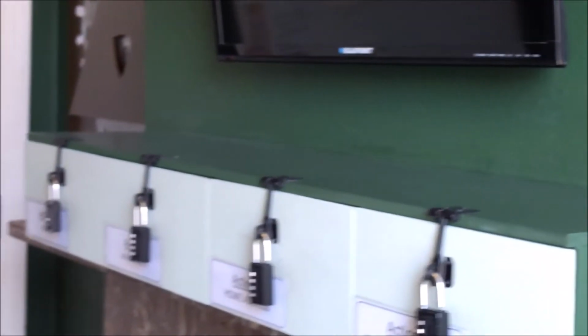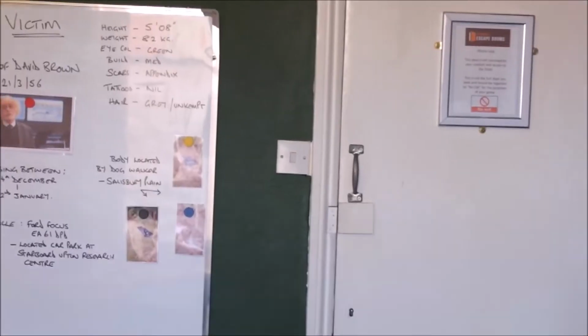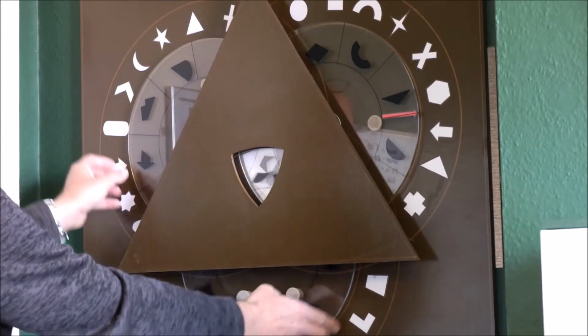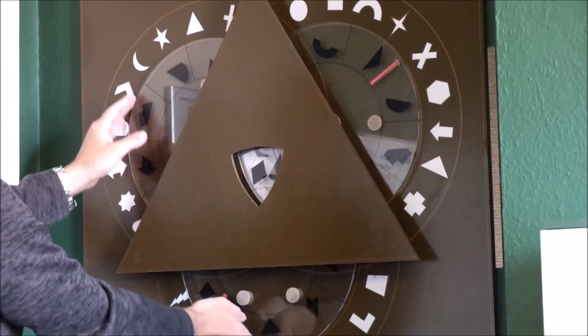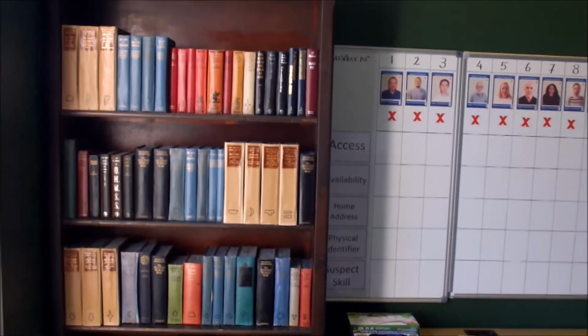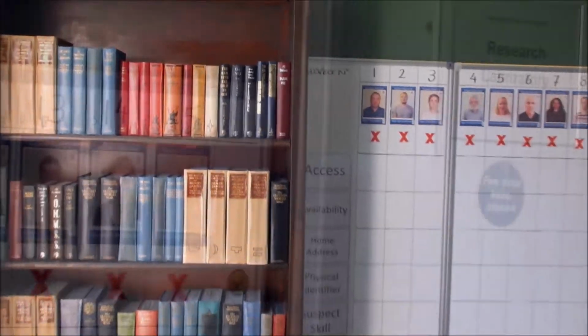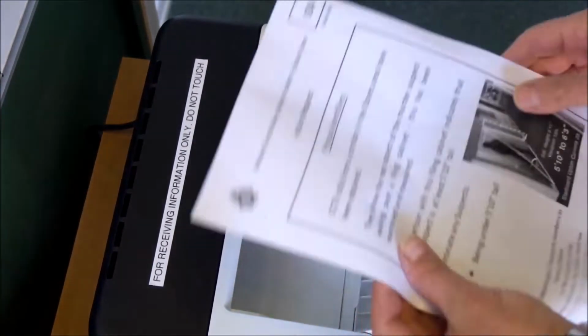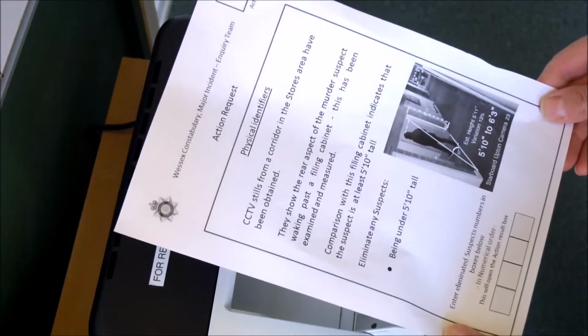The first room you come into is the office, which is the one I did the introduction from. This shape sorting logic puzzle is pretty tricky. This is the door to the research lab. Actions are fed in via the printer. Once you've completed them, you can eliminate some of the suspects.